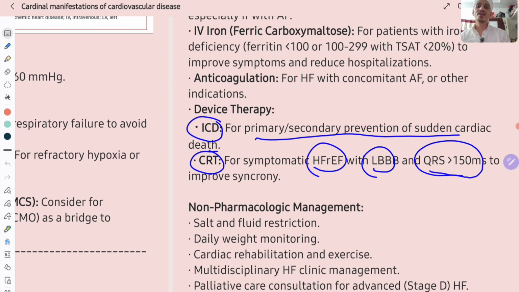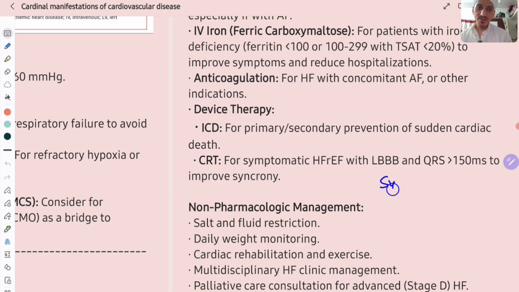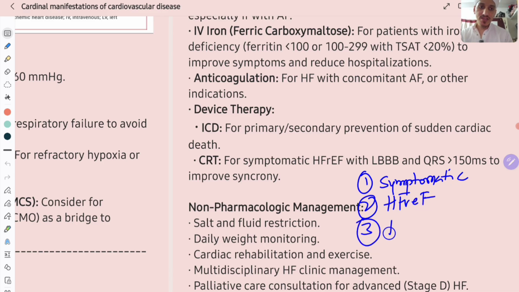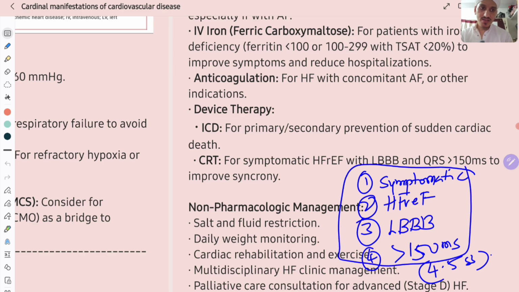Remember, cardiac resynchronization therapy. What are the indications? What are the conditions for CRT in patients with heart failure? Number 1, the patient should be symptomatic. Number 2, the patient should be in HFrEF. Number 3, symptomatic HFrEF with left bundle branch block, and the QRS complex should be more than 150 milliseconds, nothing but more than 4.5 small squares. So when these conditions are met, you can try CRT.